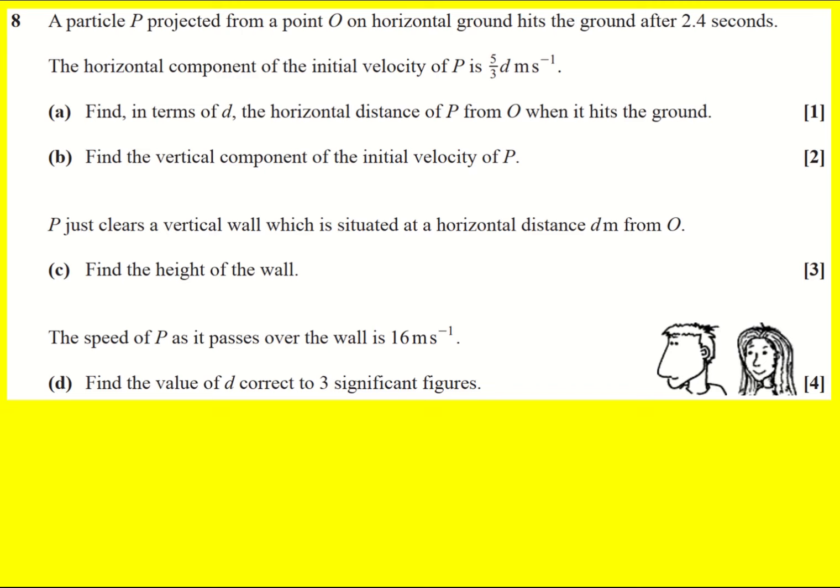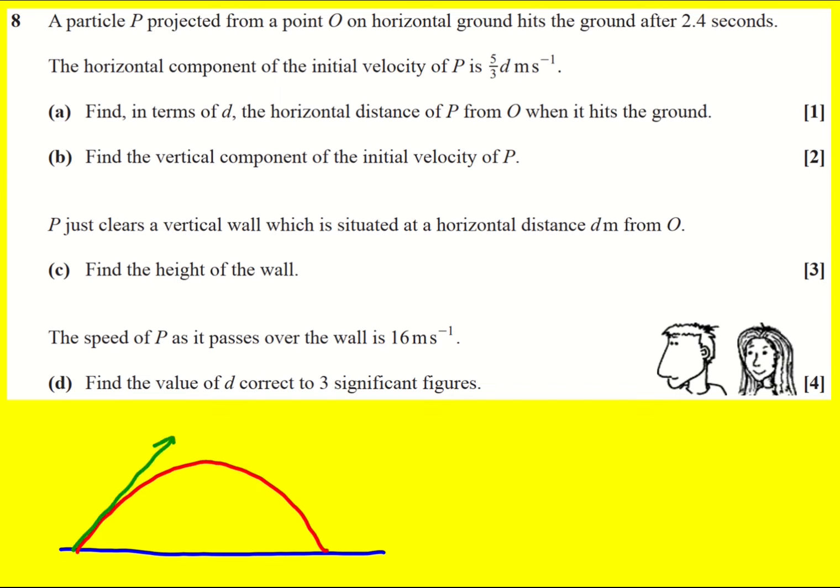It's an interesting question on projectile motion where we're given partial information, the horizontal component of the initial velocity, but in terms of d, and then how long it takes the projectile until it hits the ground. Okay, I'm going to draw a little sketch of what's going on. So it's going up at an angle and then coming back down.